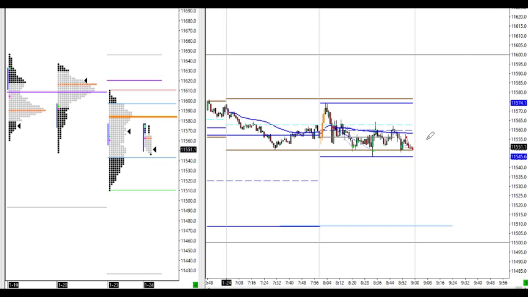Flatten the rest of the long position here before being stopped out. So nice 5 points or so here. This is what the market is giving you at the moment. So let's see how this can be traded later on.